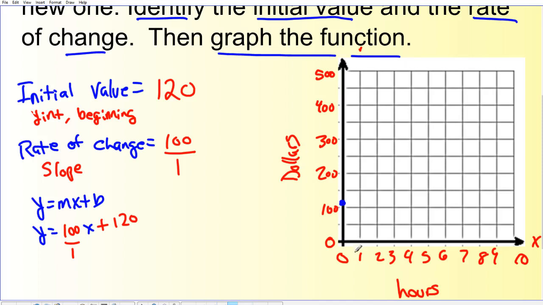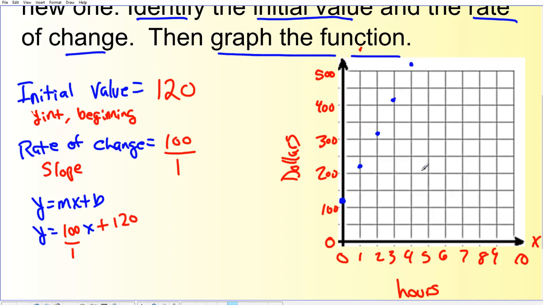Okay, so now, at hour 0, $120. So just a little bit above 100. Not quite up to 150. Maybe a teensy bit higher. There. Now, my slope is 100 over 1. So I'm going to go up $100 over 1 hour. So after 1 hour of work, Sean would owe these guys $220. If they work another hour, up $100 over an hour. So in 2 hours of work, it's now $320. Up 100 over 1. Up 100 over 1.